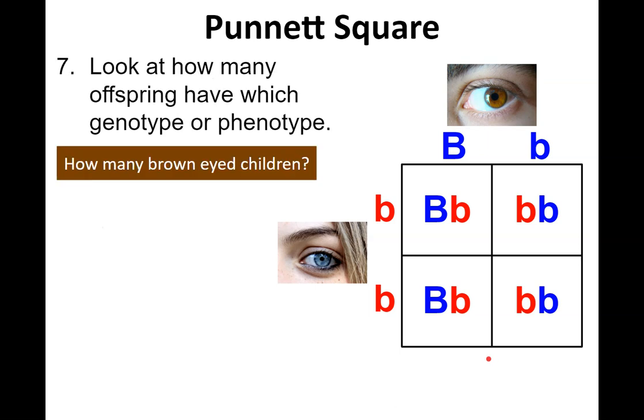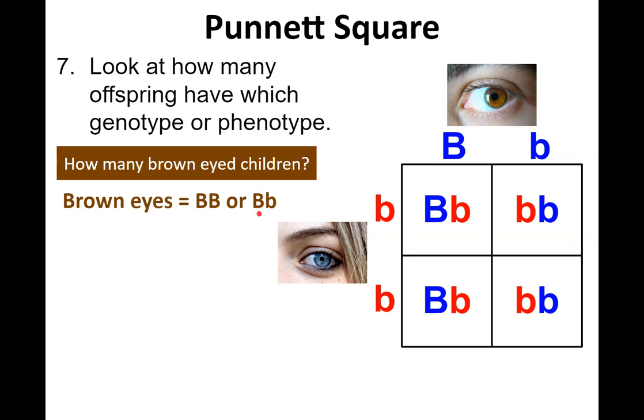Okay, so looking at how many offspring have which genotype or phenotype. First, let's ask the question, how many brown-eyed children are there? Well, first, you got to know that the brown-eyed children can have the genotype big B, big B, or big B, little b. It can be either. They both look like brown eyes, remember, because big B is dominant. So even though there's little b here, the big B completely covers it up. Okay?